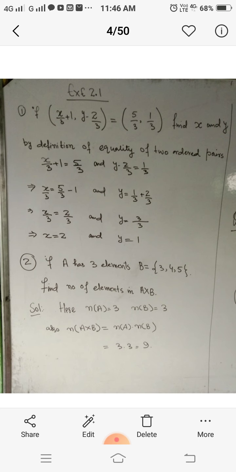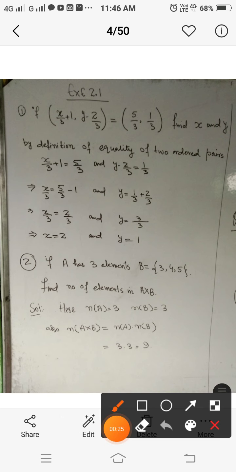Now that is exercise 2.1. And the question number first is, if two ordered pairs, that is (x/3 + 1, y - 2/3) equals (5/3, 1/3), we have to find the value of x and y.